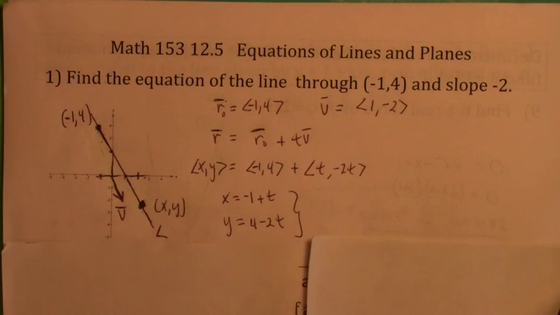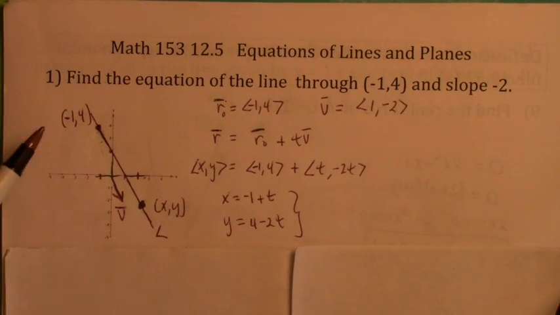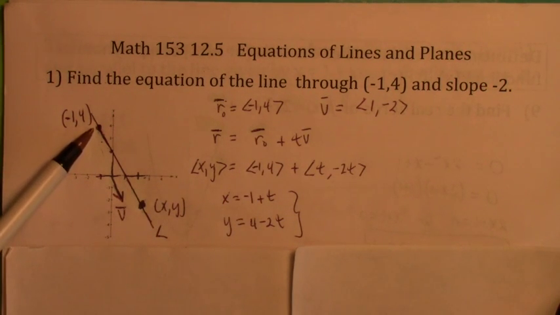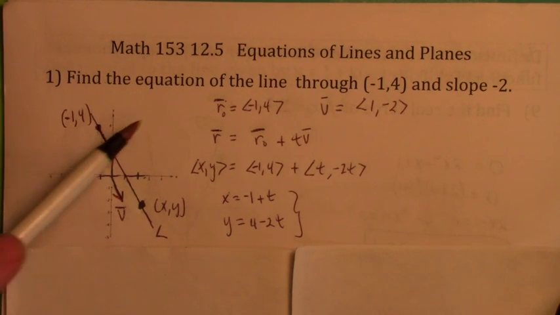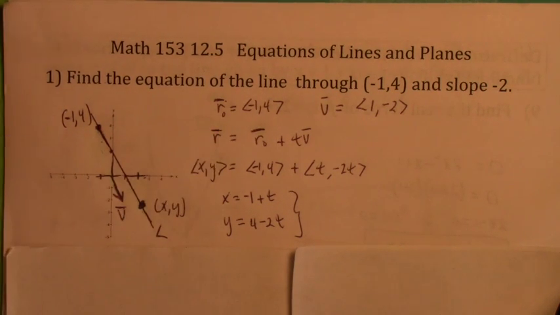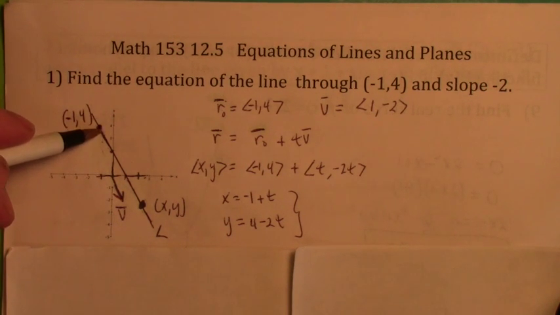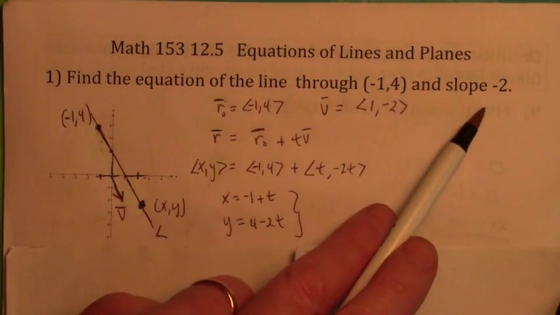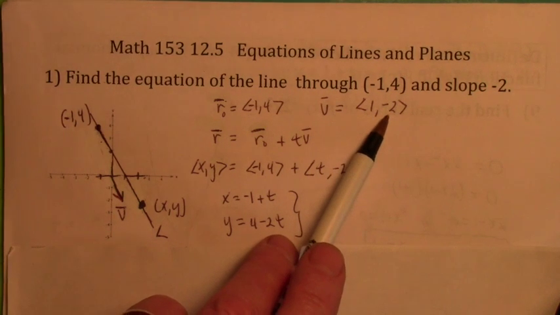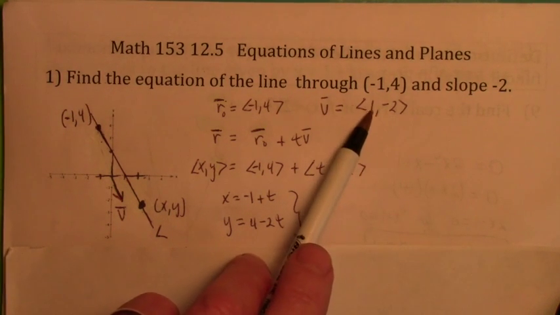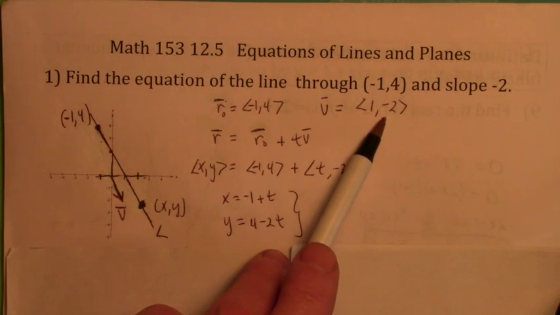Let's look at it like this. See this point, negative 1, 4? Think of r0, instead of thinking of it as a point, think of it as the position vector negative 1, 4, right? Every point can be thought of as having a position vector with that as its terminal point. And then instead of the slope being negative 2, you could think of the direction vector 1, negative 2 as representing the slope. Every time x goes over 1, y goes down 2.